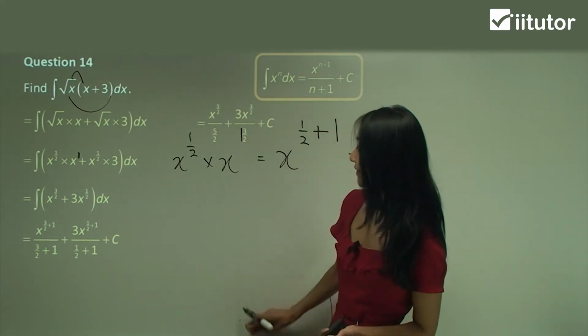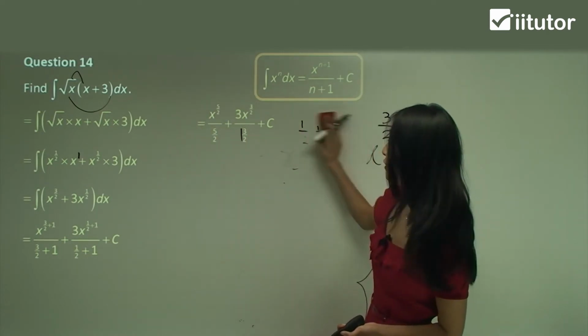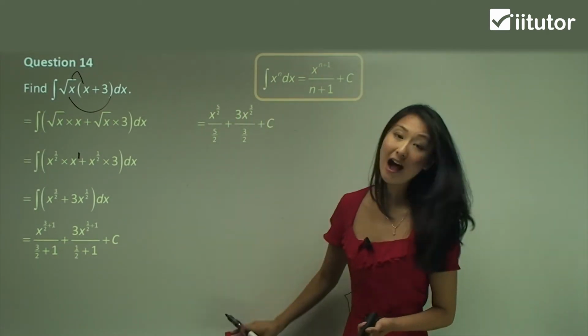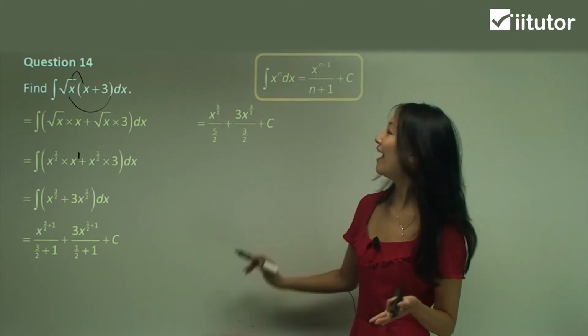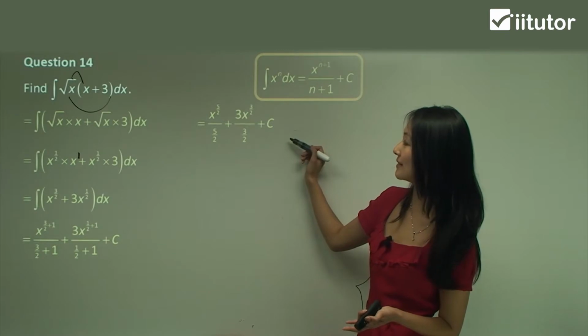So when we simplified this, we have 3 on 2 plus 1, which is just 5 on 2. And then we divide by the same. And then we have half plus 1, which is 3 on 2. And that's how we get 3x to the power 3 on 2 on 2 plus c.